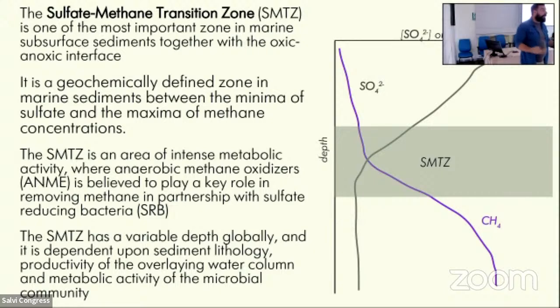If you are very organic rich, things get consumed very fast. Fermentation kicks in very fast. Hydrogen is produced very shallow. So you can find the sulfate-methane transition zones a few tenths of a centimeter to a meter deep in coastal, very fine-grained sediments, or hundreds of meters deep when you are in open ocean, no productivity, very coarse sediments.